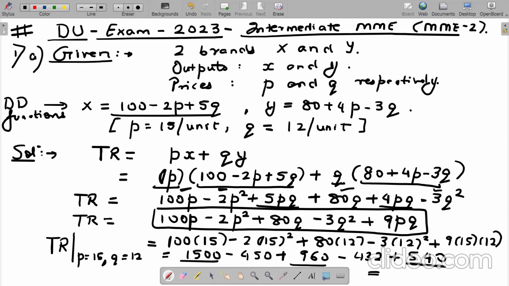Students are allowed to use their calculators. Simple calculators are allowed for this course. Minus, I subtract 450 and 432. So I get the answer as 2118. 2118 is the answer I am getting. So let's verify this again.